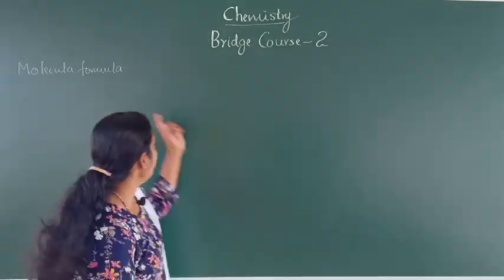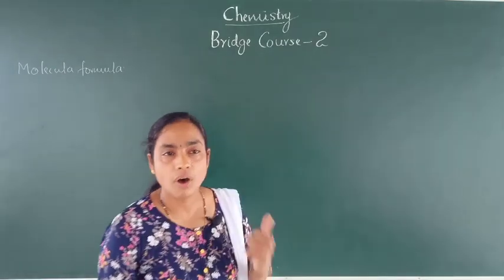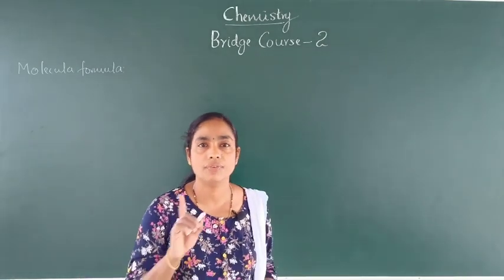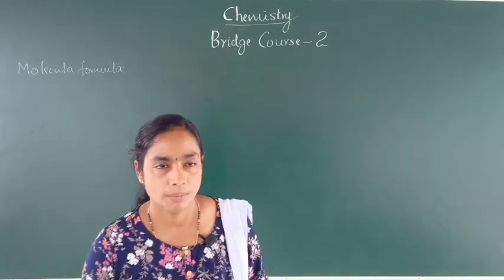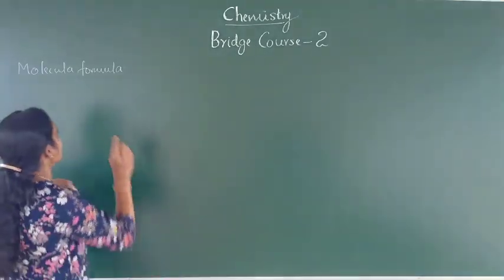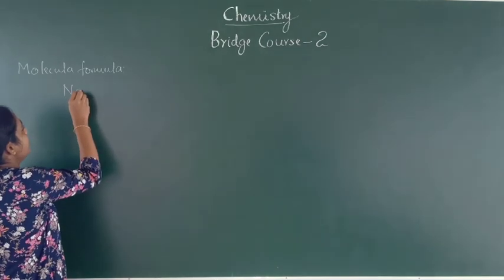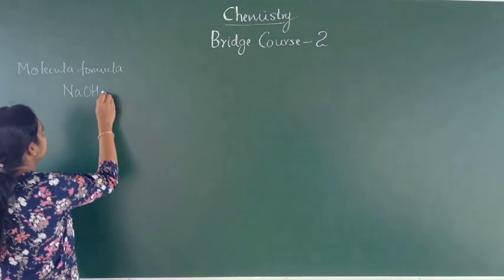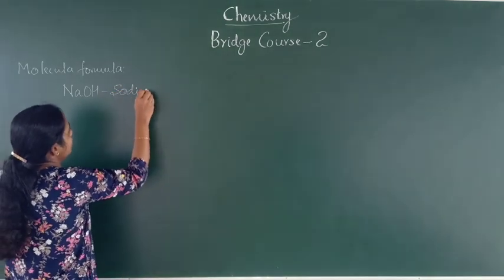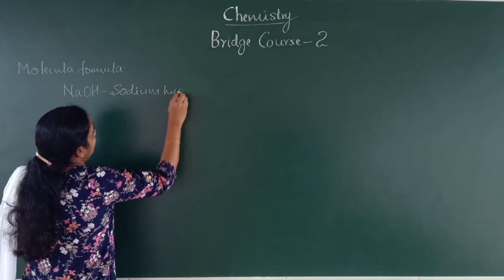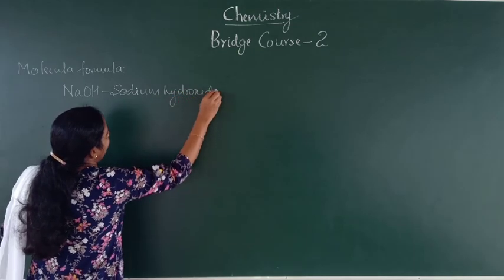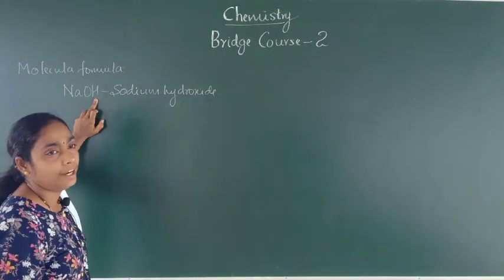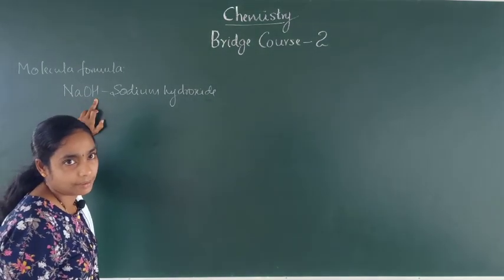It is also defined as the formula which gives the exact number of atoms of the different elements present in the molecule. Now to explain this, I will take sodium hydroxide as an example. Say the formula of sodium hydroxide is NaOH. In sodium hydroxide, one sodium atom, one oxygen atom and one hydrogen atom is present.